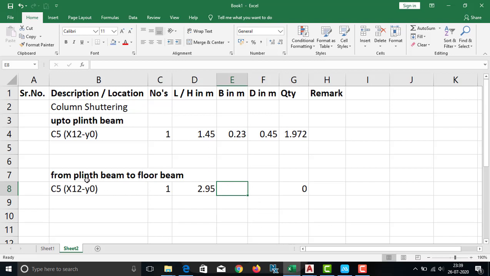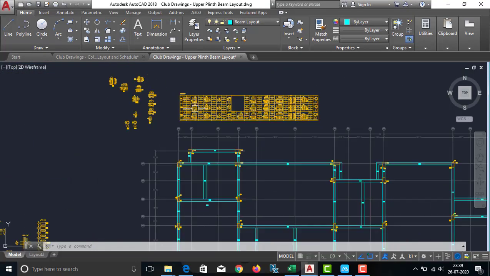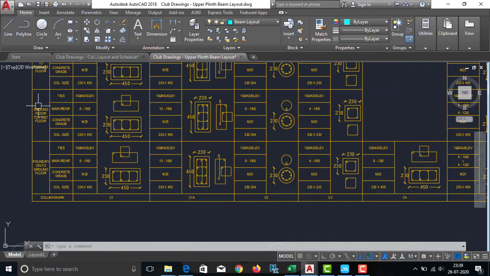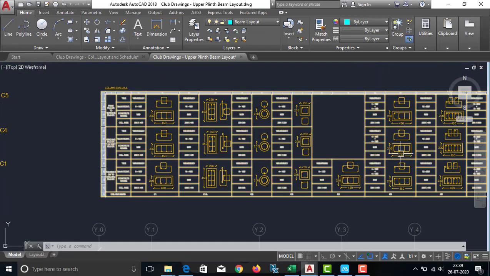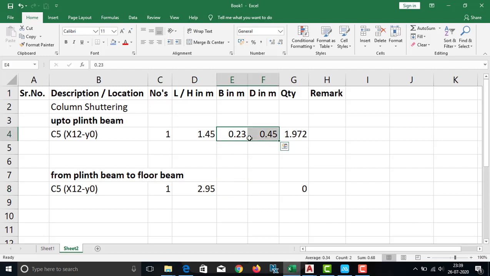For the dimensions, again I have to refer the column schedule. Here it is written from ground floor to first floor. Along x-axis I have to see the C5. So C5 it is 0.23 by 0.45, that is up to first floor. So the dimension is also same. Here again copy these two and paste here. So you will get the shuttering quantity as 4.012.